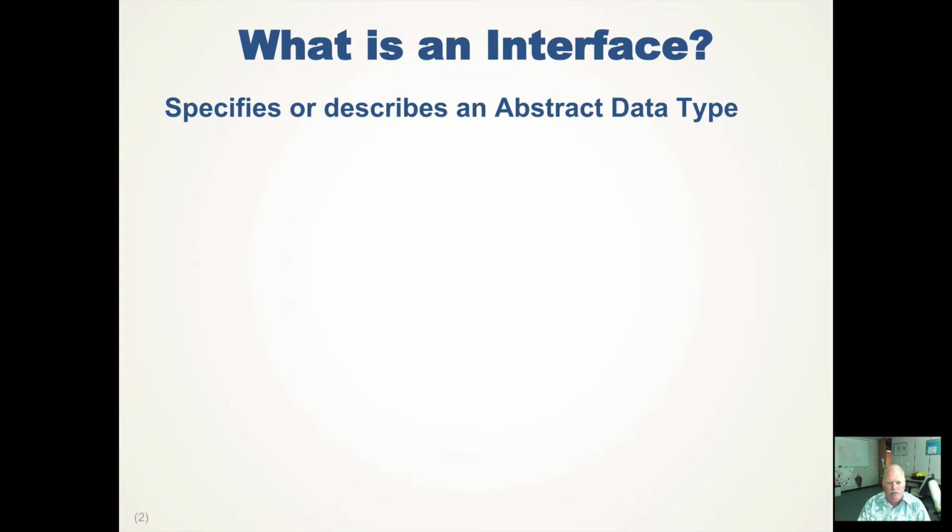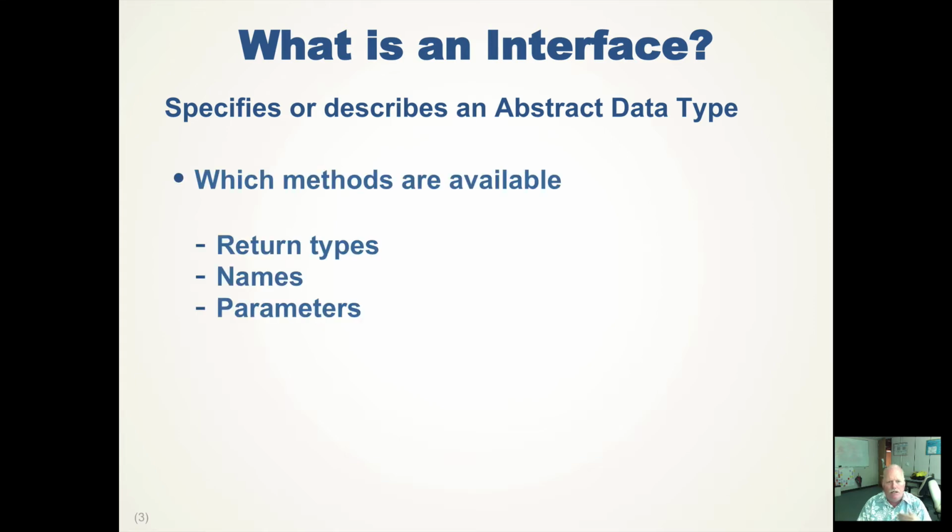So an interface, how does it specify the abstract data type? Well, it describes which methods are available or must be provided by that abstract data type. So it describes what the return type is, if any, the name of the method, and the parameters of the method. And it does not describe how to implement the method, just what methods must be available on the abstract data type.